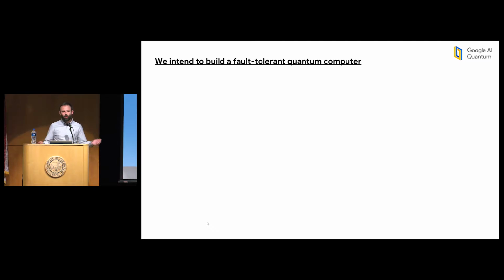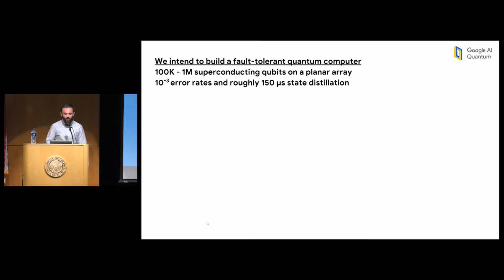And we have some idea of what that might look like. It's going to take a while, but we're aiming for maybe the first platform that we think might do something useful would look something like this. Might have 100,000 to 1 million superconducting qubits on a planar array, and we'd be aiming for something like 10 to the minus 3 error rates, and we hope we could do something like state distillation in roughly 150 microseconds.